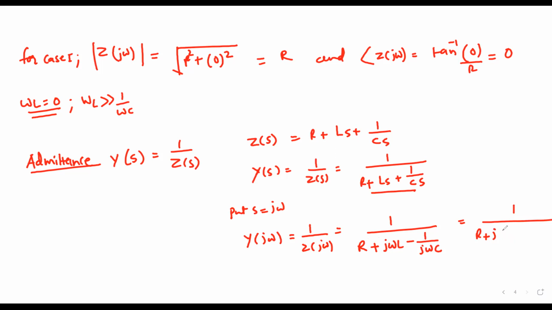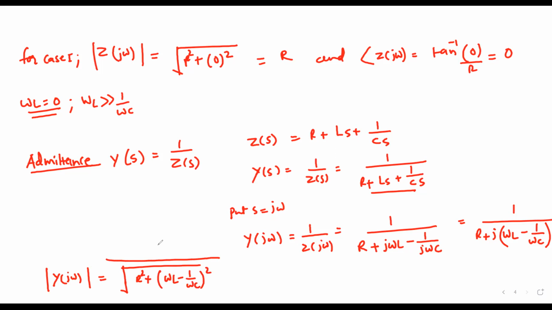Let's say j is outside, omega L minus 1 over omega C. Okay, and so this is the expression for the admittance. So let's get the value of admittance, the magnitude of the admittance. So it would be square root of R square plus omega L minus 1 by omega C whole square.